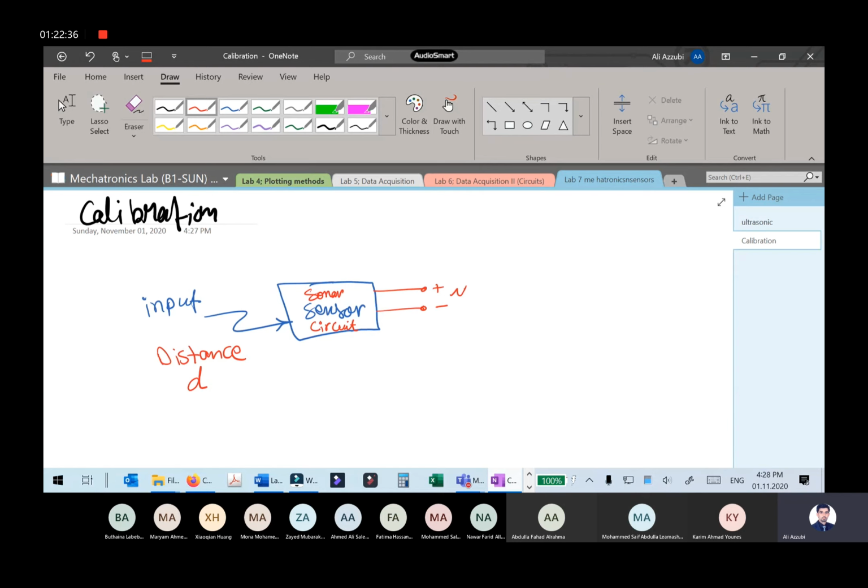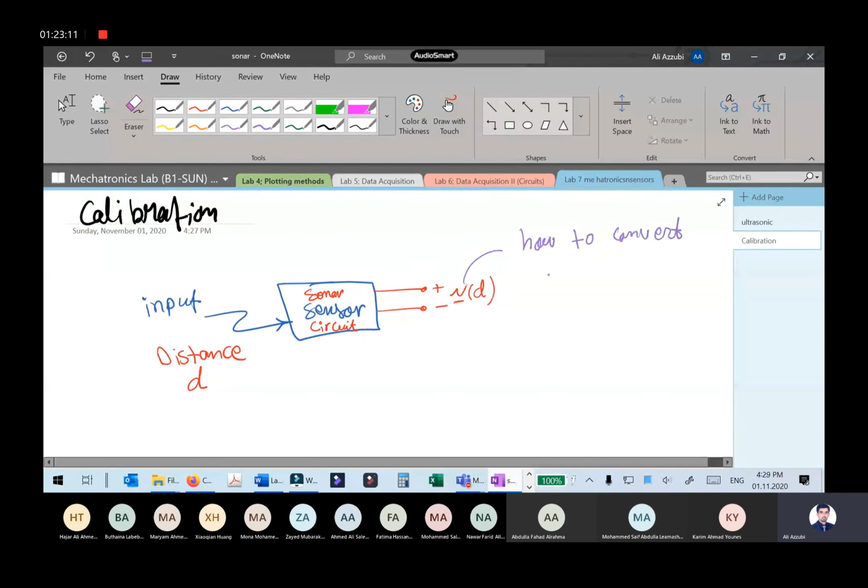Of course, not always do you have this case. Sometimes you have a frequency instead of voltage, so you have to measure a frequency to estimate your input or to measure your variable. Here our circuitry has already conditioned the output in terms of voltage. So this voltage is a function of distance like this. Now the next idea is how can I convert voltage to distance.